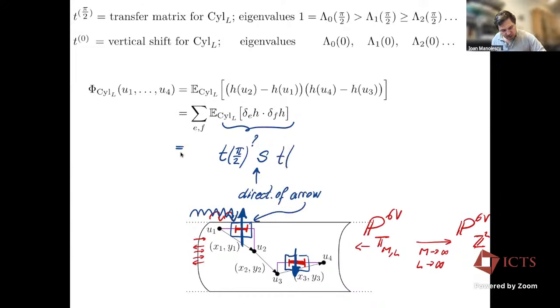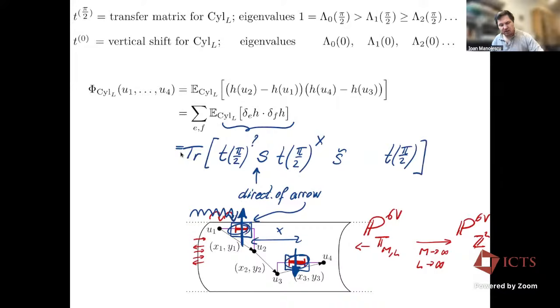Then I'll have the transfer matrix again to the power x, where x is the horizontal distance between these. Then I'll have a new operator. Notice that these two operators are not necessarily the same ones, because one gives me the direction of this arrow and one of this arrow. So maybe I'll write here S tilde. And then I have again the transfer matrix T pi over 2 to some other power. Then I need to take the trace of this. This is basically going to give me the covariance between these two edges. And then I need to sum this up.